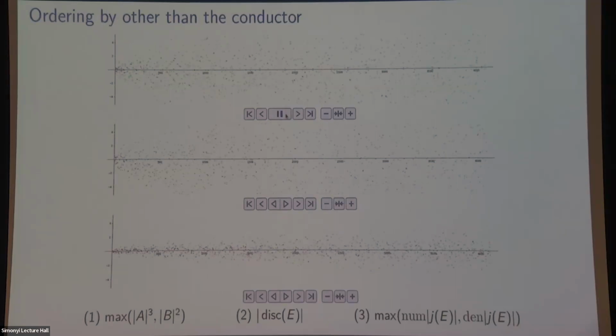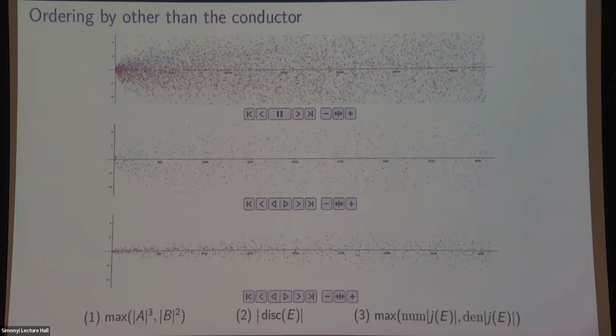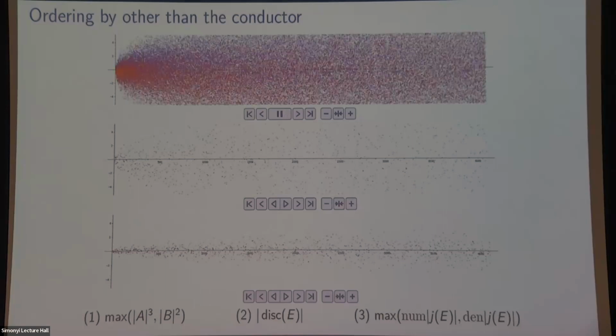Let's go look at ordering by naive height. Okay, so we're waiting for the murmurations to appear. And they don't seem to be there. Don't be confused by the red here. I'm plotting the blue dots first and the red dots second. So that just means the red wins when they're on the same pixel. It doesn't mean there's more red.